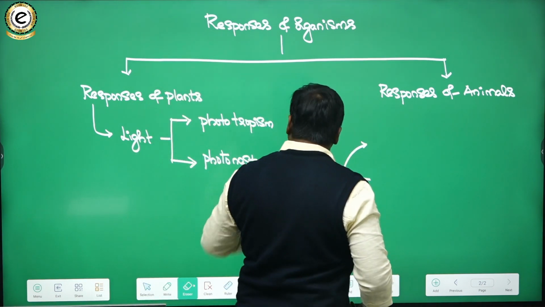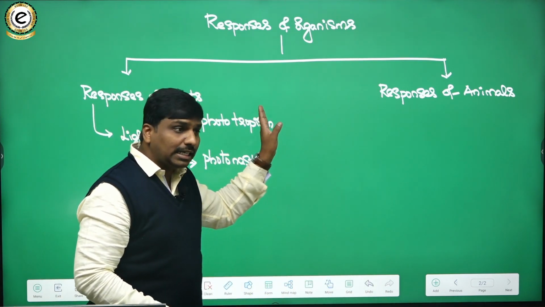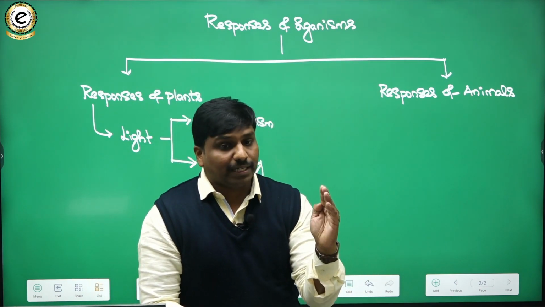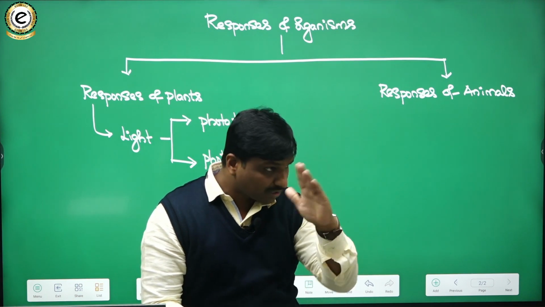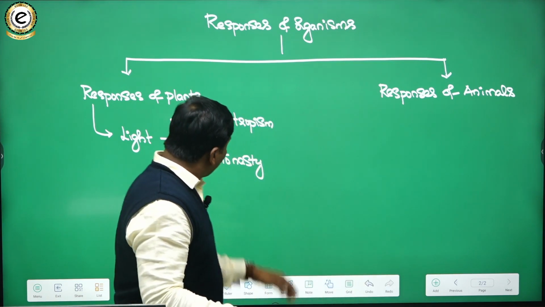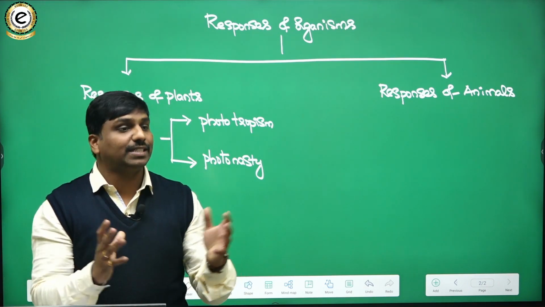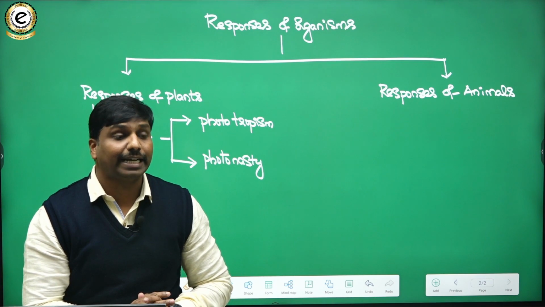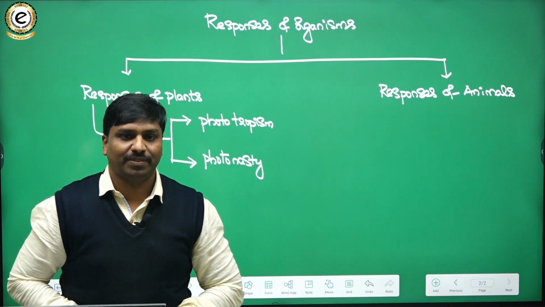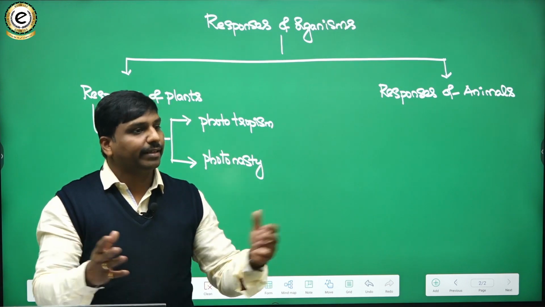Then next we have photonasty. Phototropism is a directional response of the plant towards light. It is concerned with the direction of the sunlight: either moving towards it or away from it. Whereas photonasty does not depend upon the direction of the sunlight. Rather, it simply depends upon sunlight as the stimulus. If sunlight is there, there is one kind of response. If sunlight is not there, there is a different response.